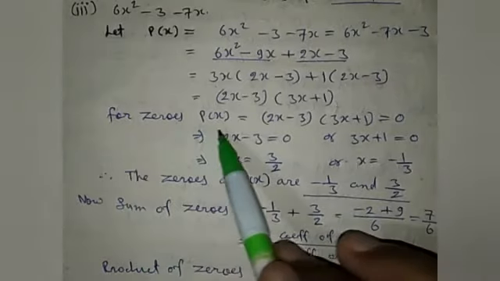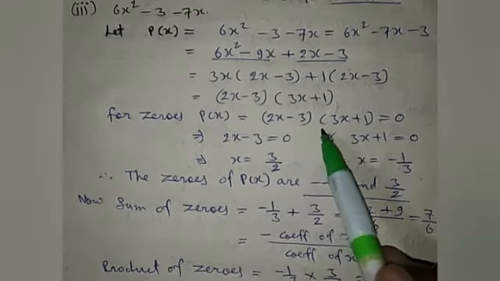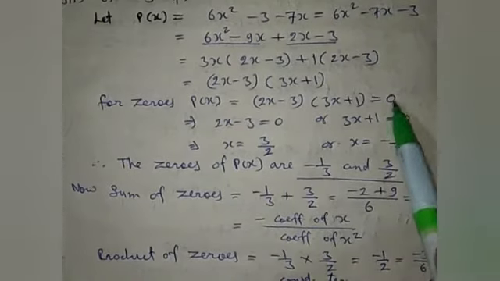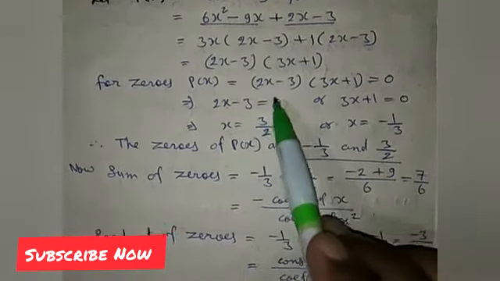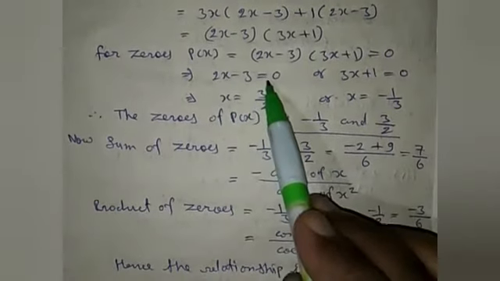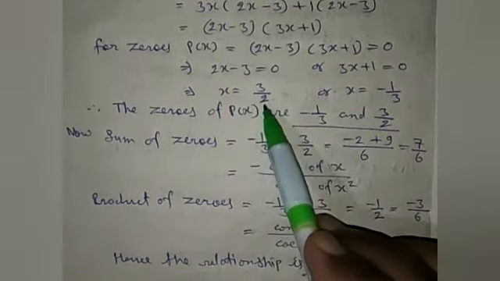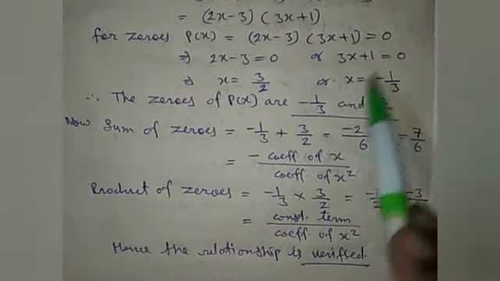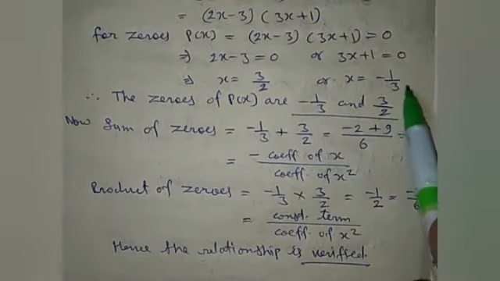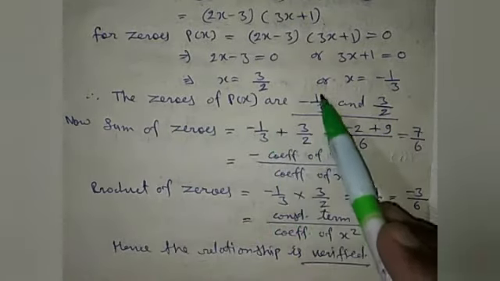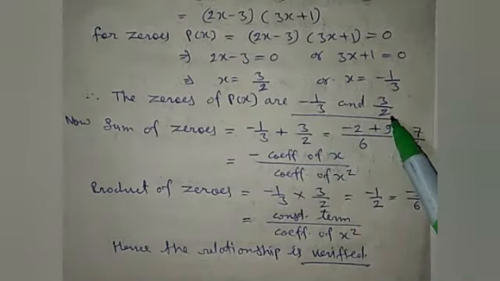So for zeros, p(x) should be equal to (2x minus 3) into (3x plus 1) equal to 0. Hence if the first factor 2x minus 3 is 0, then you will get x equal to 3 by 2, or if the second factor 3x plus 1 is 0, then you will get x equal to minus 1 upon 3. Hence the zeros of the polynomial are minus 1 upon 3 and 3 upon 2.